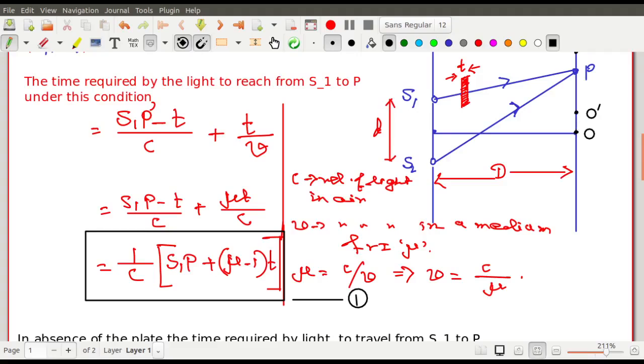So what is the reason behind the shift in the upward direction? The reason is that S1O dash becomes smaller and S2O dash becomes greater. So this S1O dash has become smaller, so who balances it such that both the paths are equal?